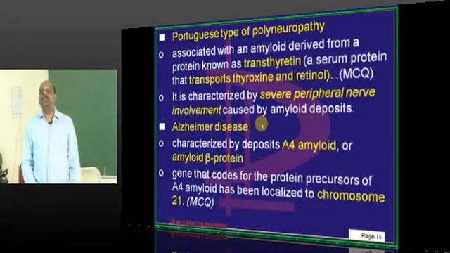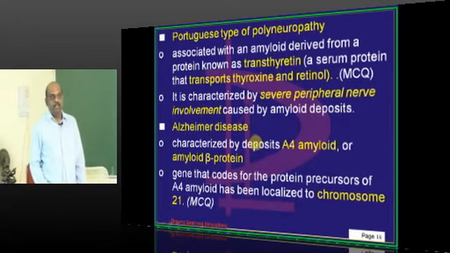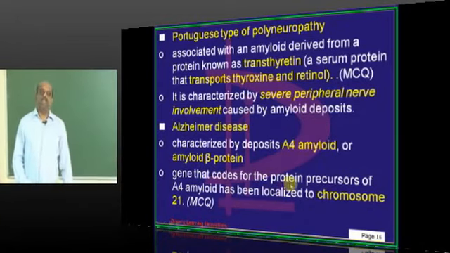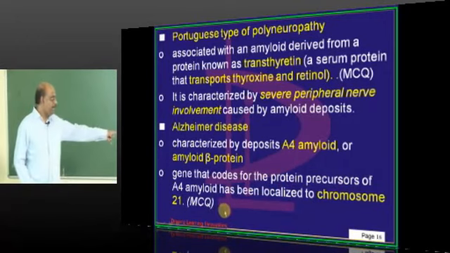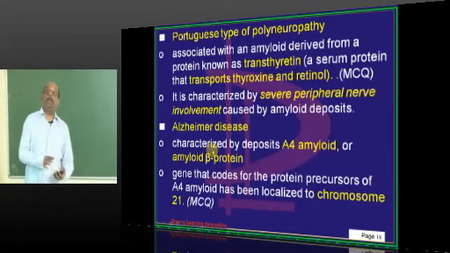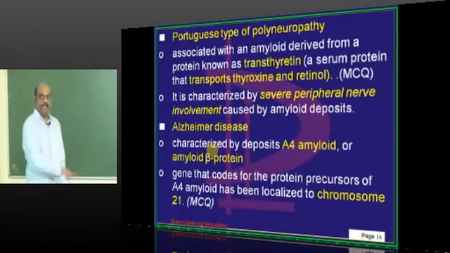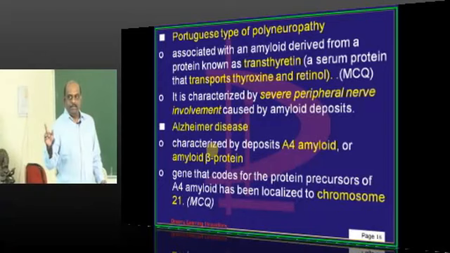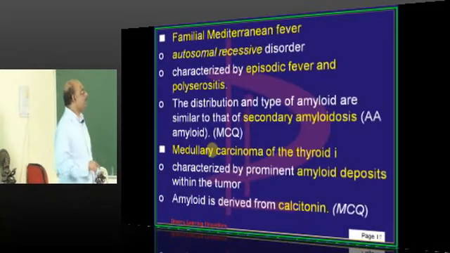Then Alzheimer's disease, A4 amyloid, which is amyloid beta protein, is the one which deposits. And which chromosome is important, doctor? Down syndrome's chromosome. Chromosome number 21 is the one. That's the reason Down syndrome patients also will suffer from pre-senile dementia. Alzheimer's onset very early part of the life. Chromosome 21, A4 amyloid and Alzheimer's. You are not going to forget.